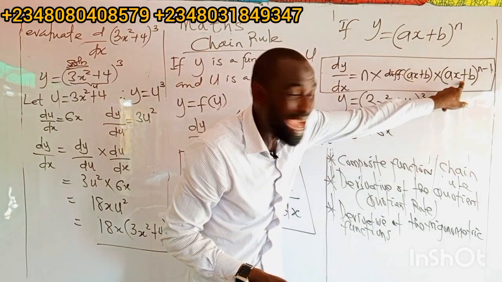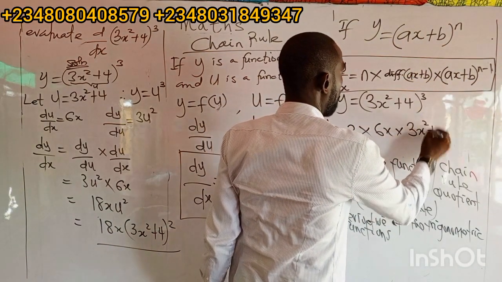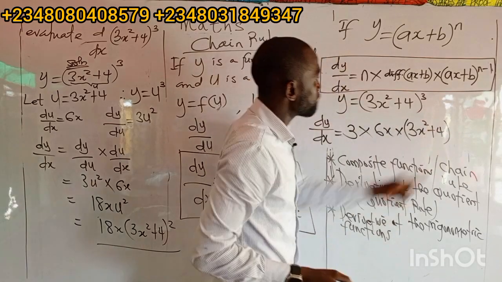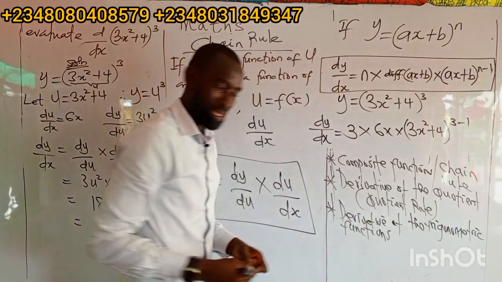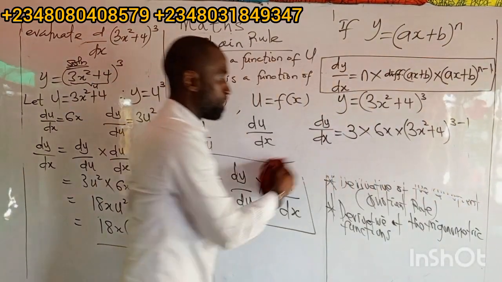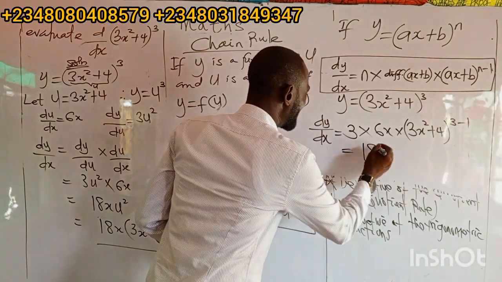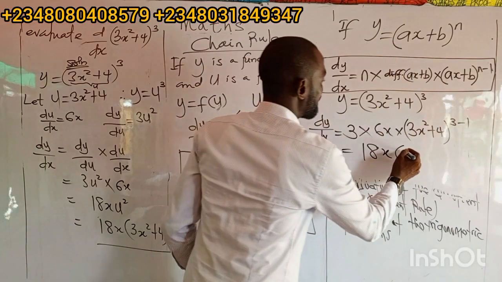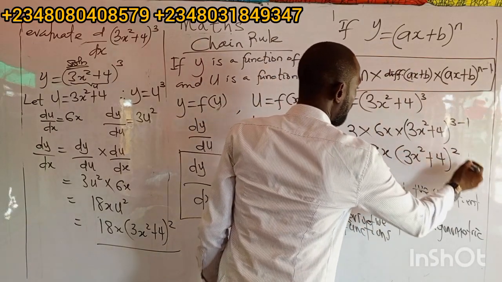I will write this thing back. So what am I writing back? 3x squared plus 4. I will now subtract 1 from this power, that will be 3 minus 1. If you join everything together and simplify further, we have 3 times 6x, 18x, open bracket, 3x squared plus 4, raised to power 2.